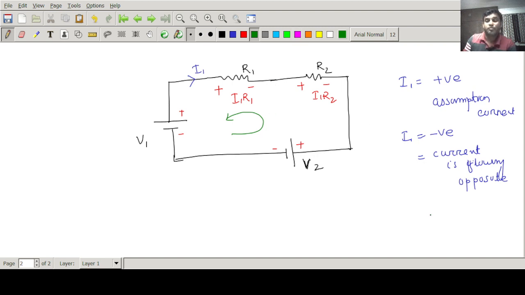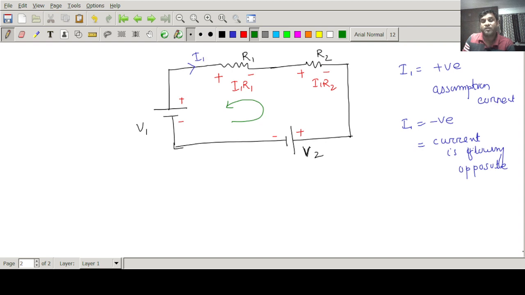If you do not know KVL, I can explain KVL and KCL in further lectures. If we apply KVL, I can start from any node or any point. So I'm starting from here, moving in the anti-clockwise direction. First I will get this voltage. I'm going from minus to plus, so I'm gaining something. I will write down plus V2.